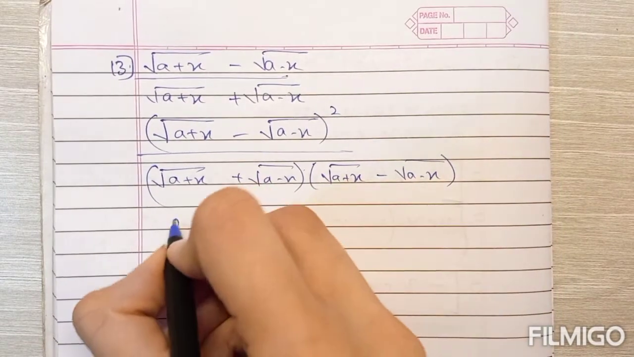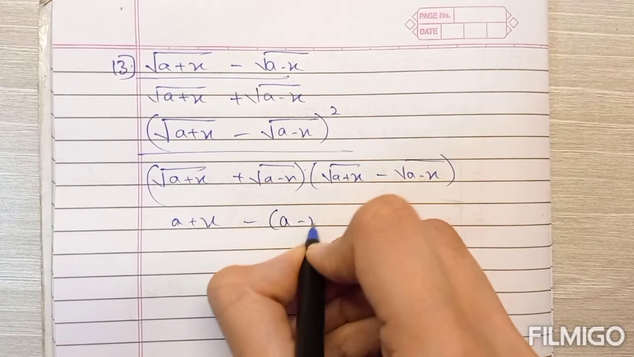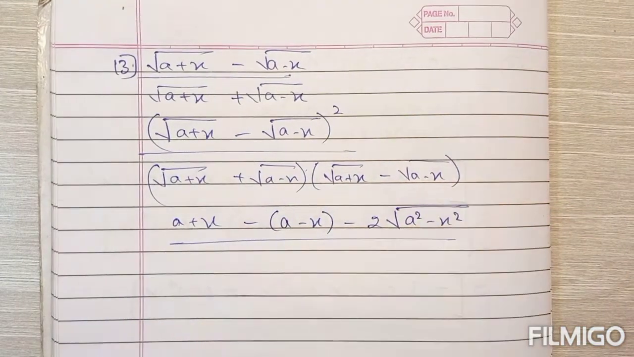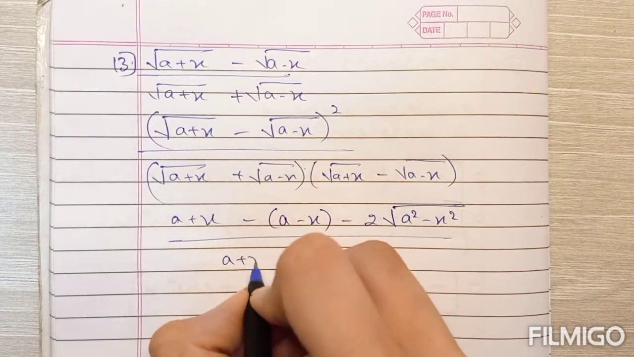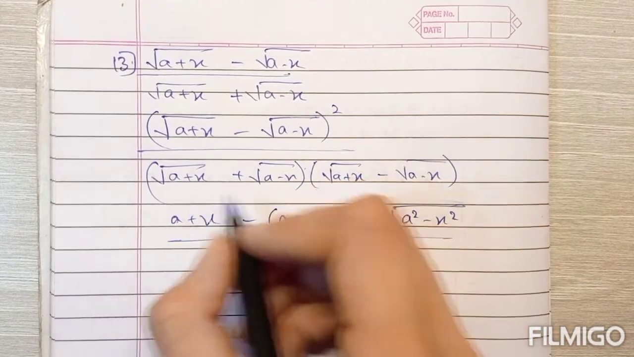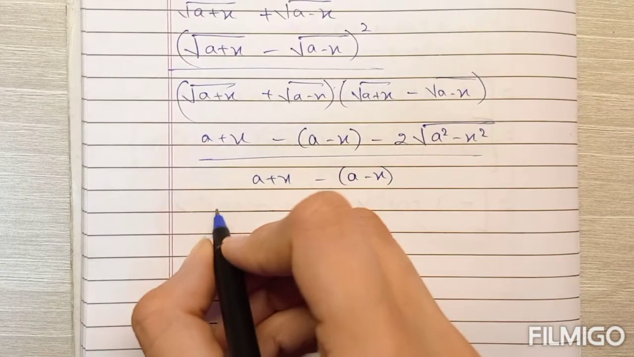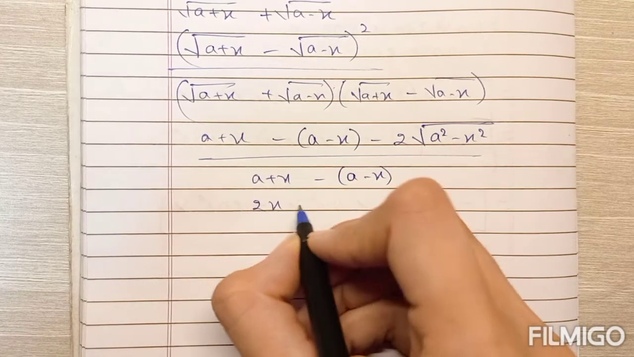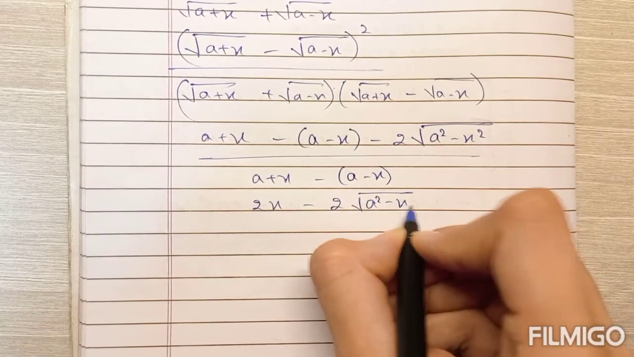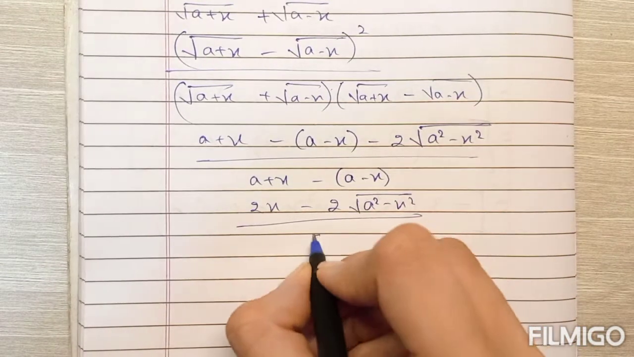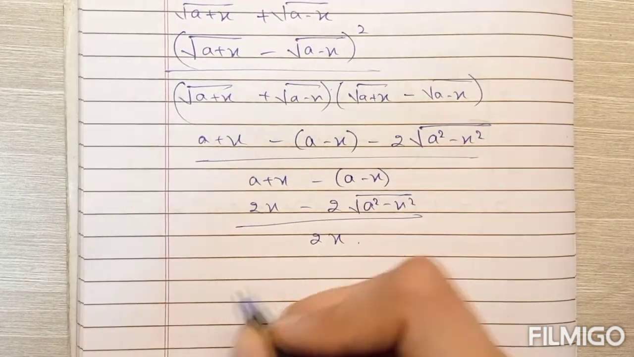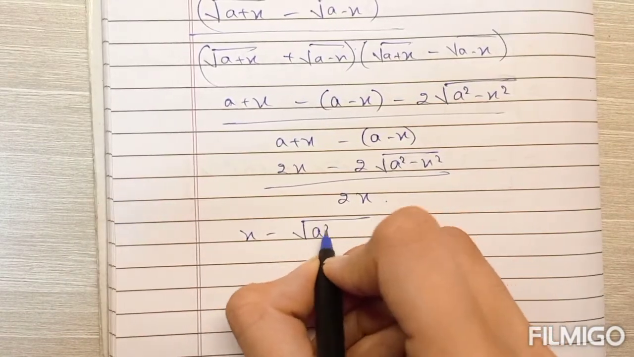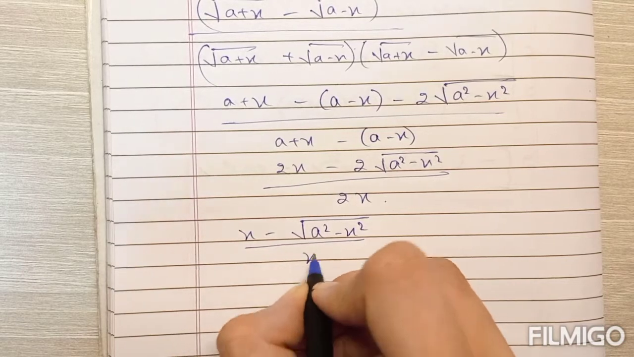Then we would get a plus x minus a minus x minus 2 root (a² minus x²) upon (a plus x minus a minus x), using the a² minus b² formula. So then the a minus a gets cancelled and x plus x becomes 2x, minus 2 root (a² minus x²). A minus a gets cancelled in the denominator and we have 2x. So we can just cancel out the 2 and we get (x minus root of (a² minus x²)) upon x.